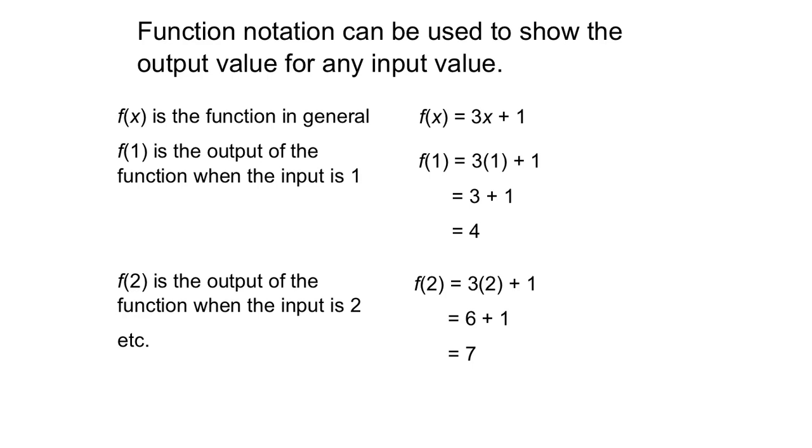This is how we can read function notation. F of x is the function when the input is x. If you see a number in the brackets, that just means we now have a value for our input and we can calculate what our output is.